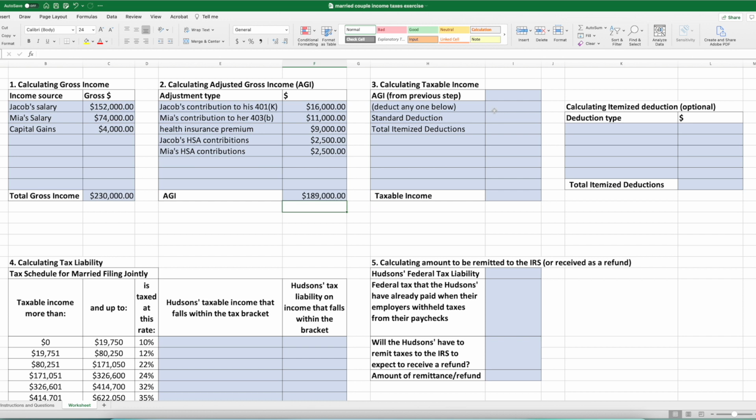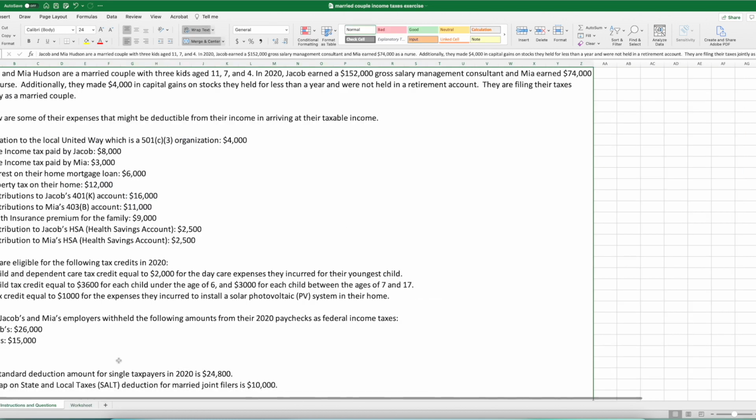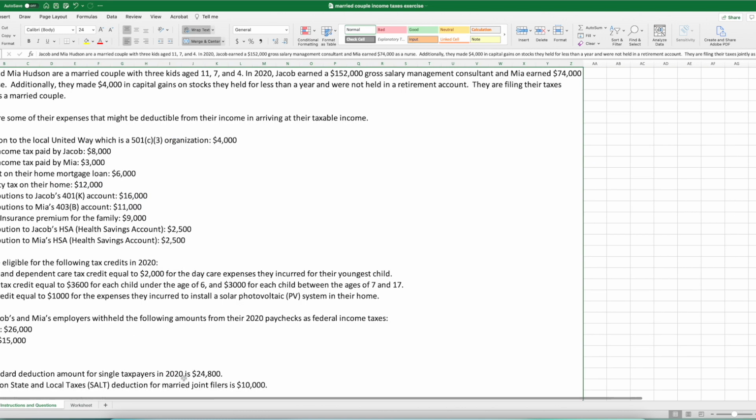Okay. The next step is to calculate their taxable income from their adjusted gross income. So we start with the adjusted gross income. I'm just going to refer to the cell that contains my adjusted gross income. And now we can deduct one of two things. We can deduct the standard deduction, which we are told for married couples in 2020 was $24,800.